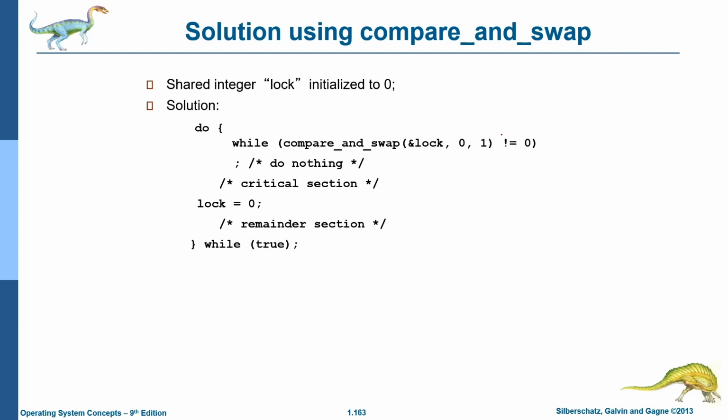All right, let's look at this. Compare and swap, lock. Let's just say the lock variable is set to 0. That's what is written here. It's an integer variable, not a binary anymore, not a Boolean. So lock is set to 0.